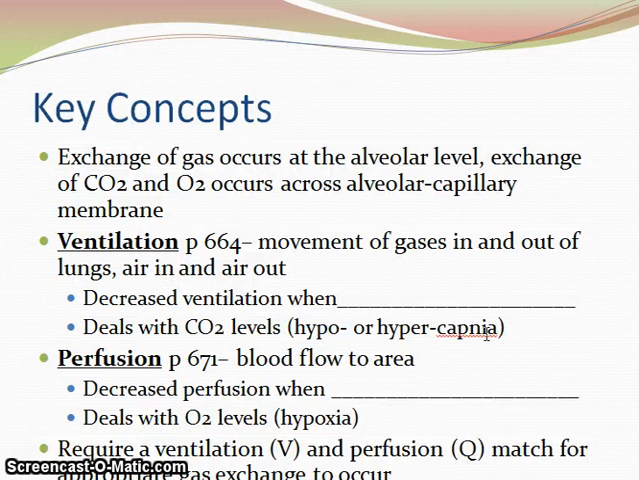Perfusion relates to blood flow to an area. We have decreased perfusion when we don't have enough blood flow in that alveolar capillary membrane. This is going to lead to oxygen not being able to be picked up, and then we're going to have low oxygen levels known as hypoxia. We need to maintain a balance between our ventilation and perfusion. You'll see this abbreviated in medical text as VQ, right, for gas exchange to occur. It's related to the VQ, or ventilation perfusion match.